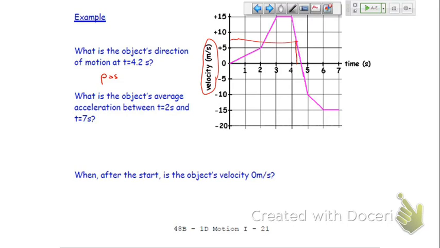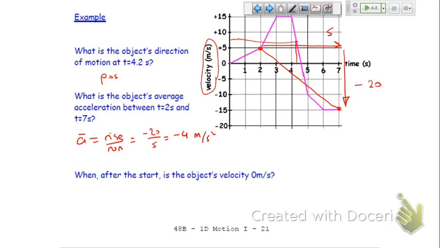What is the object's average acceleration between 2 and 7 seconds? 2 and 7. Acceleration is the slope. My rise is minus 20. My run is 5. My acceleration equals rise over run. I'm rushing a little bit. Normally I'd write out, which equals minus 20 over 5, which equals minus 4 meters per second squared.